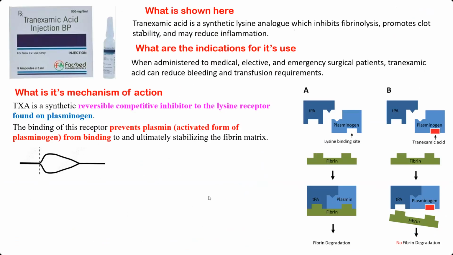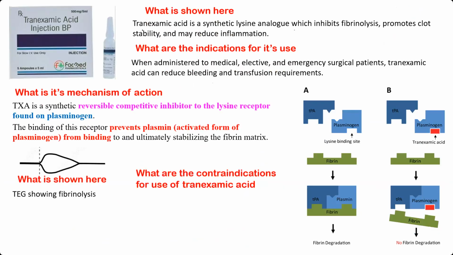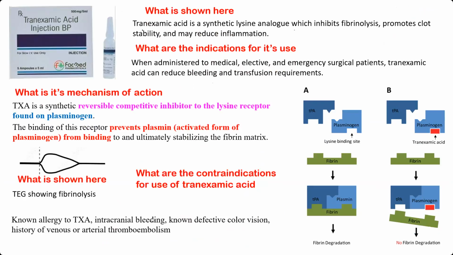What is shown here? Thromboelastogram. What is the influence of tranexamic acid in relation to this? Fibrinolysis. So this is a trend showing fibrinolysis. What are the contraindications for use of tranexamic acid? Known allergy, intracranial bleeding, known defective color vision, history of venous or arterial thromboembolism. Okay, all these things are the contraindications.